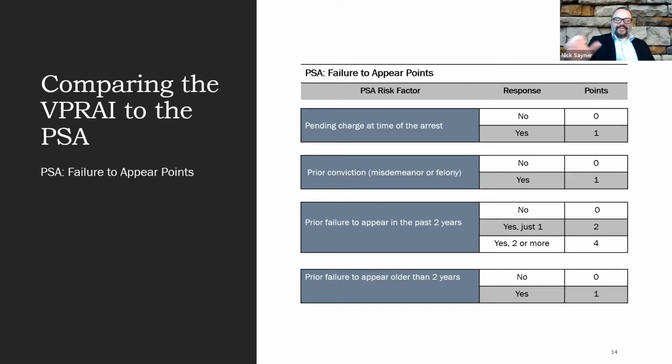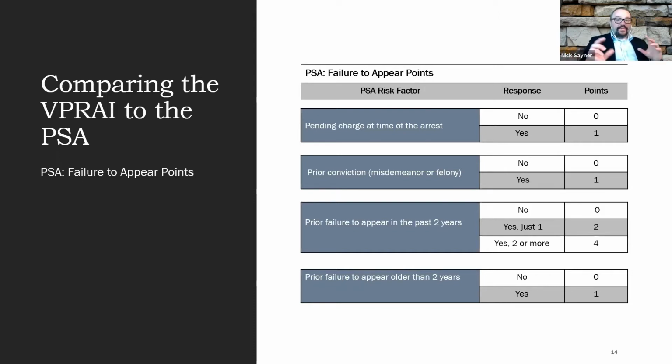So the factors we're looking at: pending charge at time of arrest, really simple. It's binary. Either they have pending charges or they don't. This is one of those aspects where there's no subjectivity. If they don't have it, it's 0 points. If they do, it's 1. Prior convictions. This is misdemeanor or felony. It doesn't matter whether it's a misdemeanor or felony. If they have any prior convictions, no is 0 points. Yes is 1 point. Prior failure to appear in the past 2 years.